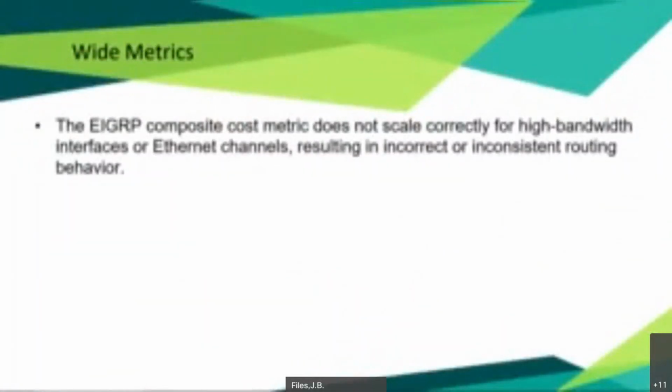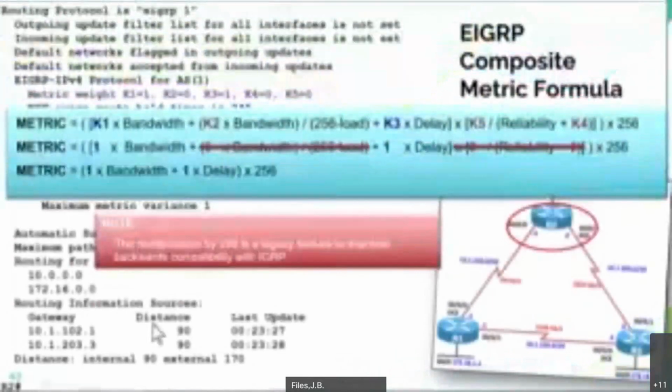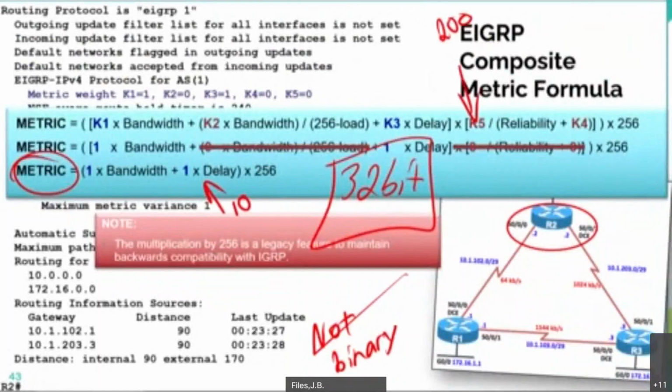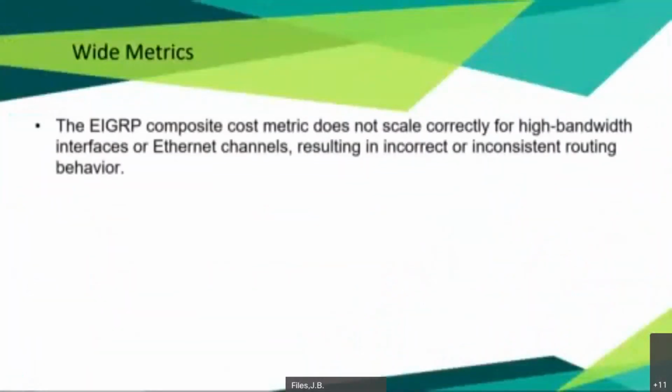Now, with super high bandwidths, this metric is a 32-bit number. That means once we get beyond 4 billion, we've got a problem. When we have a network that has high speeds, that's going to really mess up our metric.